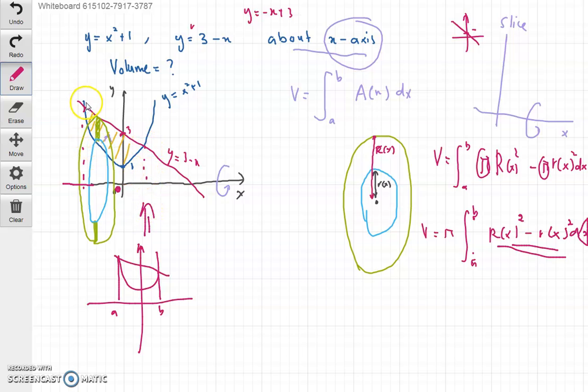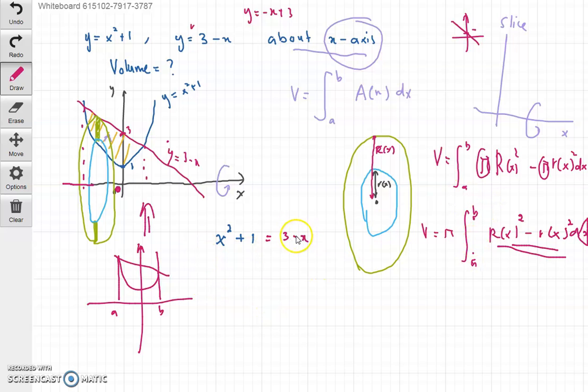In order to find that, if you examine this graph, we can see that the blue curve intersects with the red line. The red line is given by y equals 3 minus x, and the blue curve is given by y equals x squared plus 1. So let us try to equate them. x squared plus 1 equals 3 minus x. Now our objective is to find the value of x so that we can find the value of our limits there.